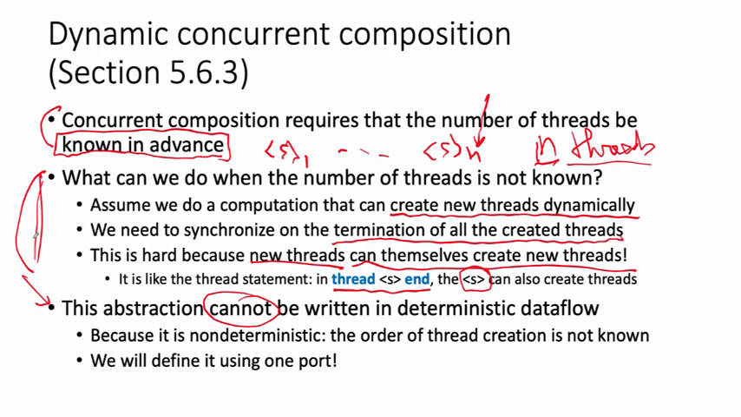The number of threads might depend on the scheduler choice, and the order in which the threads are created is not known. In order to write this abstraction, we will actually need a port. We can write this using one port. So now I'm sure you're curious, how are we going to write this amazing new abstraction? And one port is enough. Though everything will be deterministic except for the one port. Okay? So let's see how we do this.